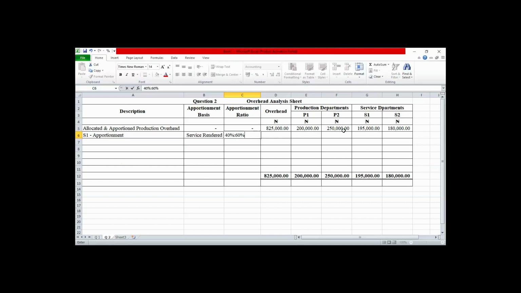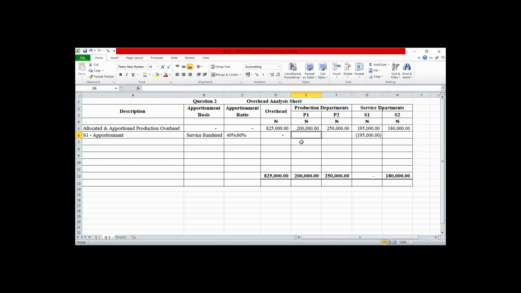Now, that S1 that you are taking out, you less it, you minus it, minus 195. That is what you are sharing. Is that clear? You are meant to share 195. You are taking it away from where it is. You want to share to the production department. Is that clear? Okay, we are learning, sir.